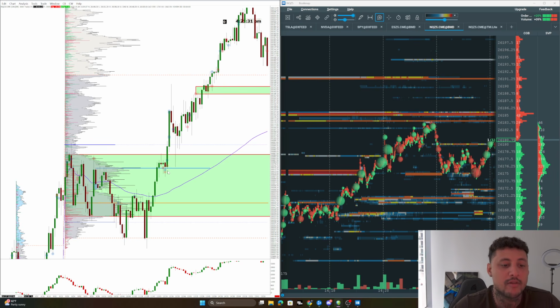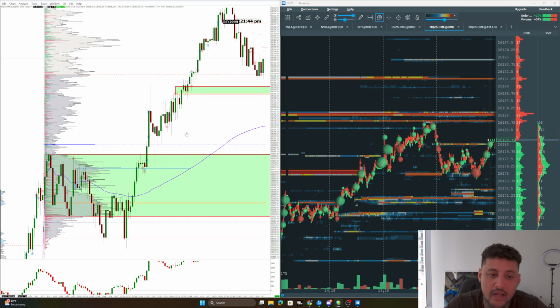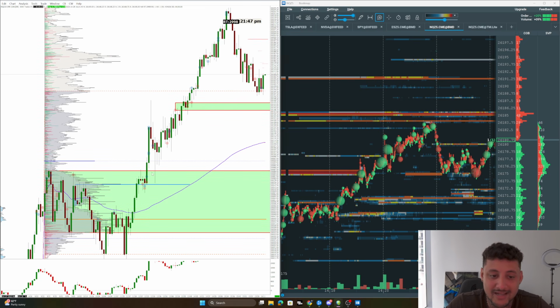So this started giving me the confidence that, hey, we're most likely going to continue to break out towards the upside. If we do break out towards the upside, I want to see a pullback back into balance. And if price can actually hold, that's when we can start to look to take longs. Now, price did exactly that.